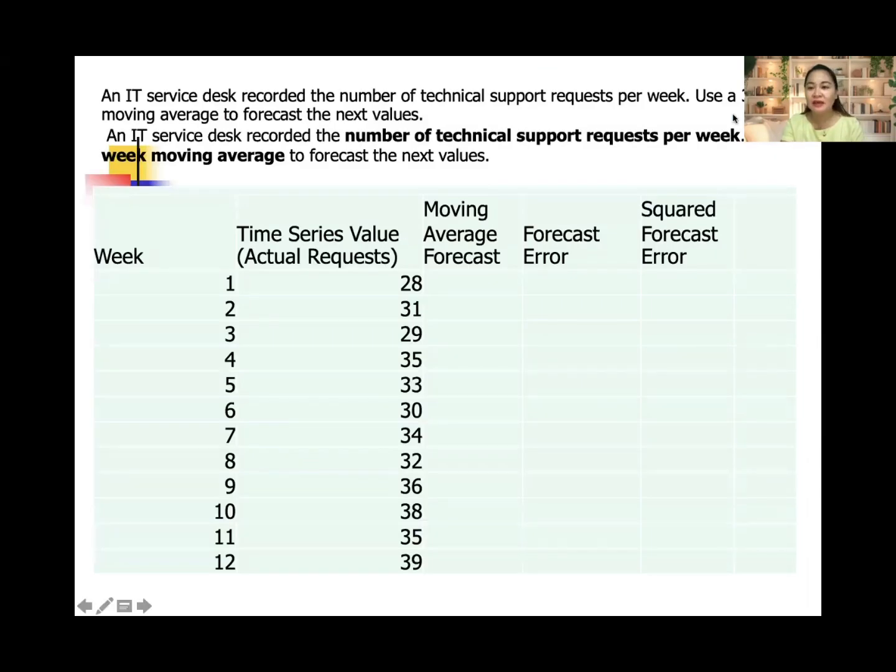Okay, so here's your assignment. You may use manual computation or the moving average in Excel. We have a situation: an IT service desk recorded the number of technical support requests per week. Using the 3 moving average, forecast the next value. Given week 1 to week 12, you can use an interval of 3-week moving average. Identify the forecast error and the squared forecast error.